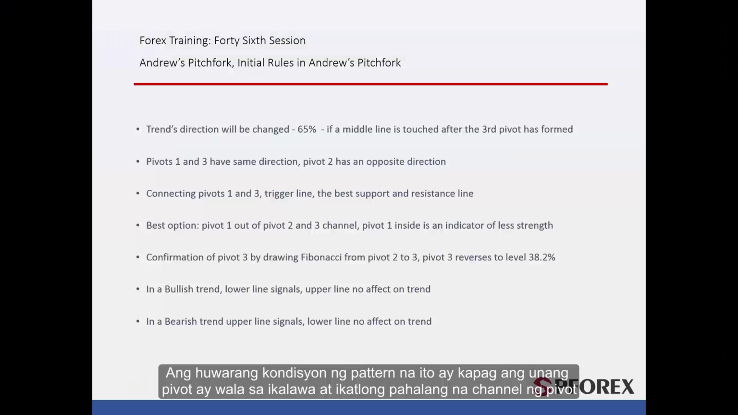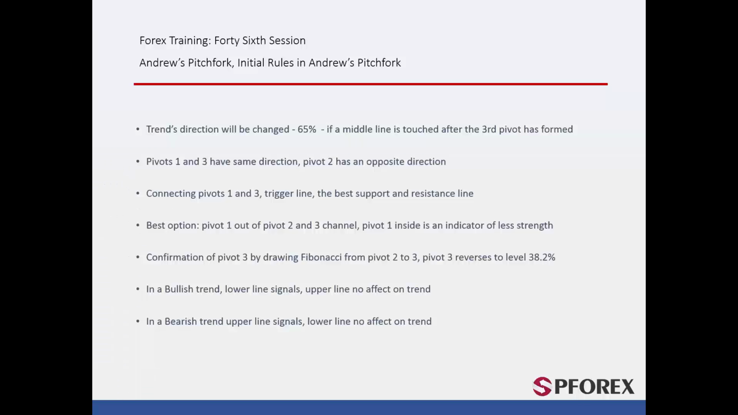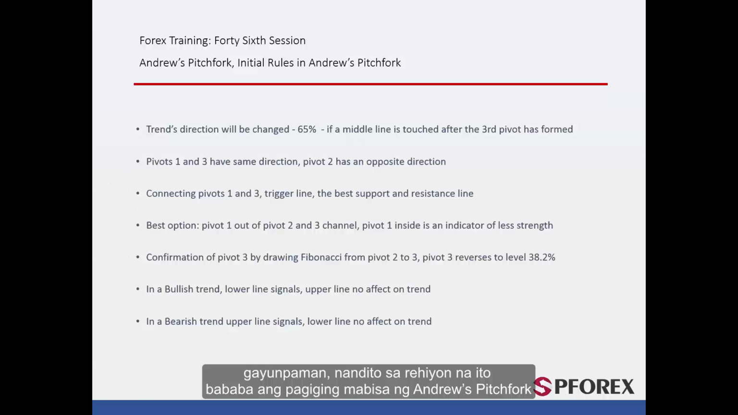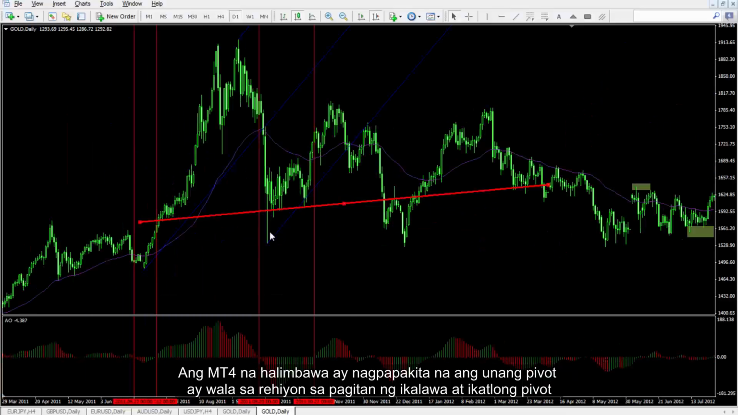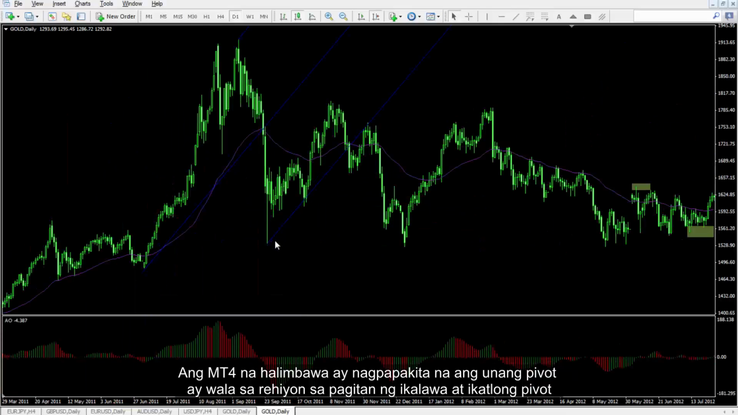The ideal condition of this pattern is when the first pivot is out of the second and third pivot horizontal channel. However, if it is in this region, then the power of Andrew's pitchfork will decrease. The MetaTrader 4 example shows that the first pivot is out of the region between the second and third pivots.